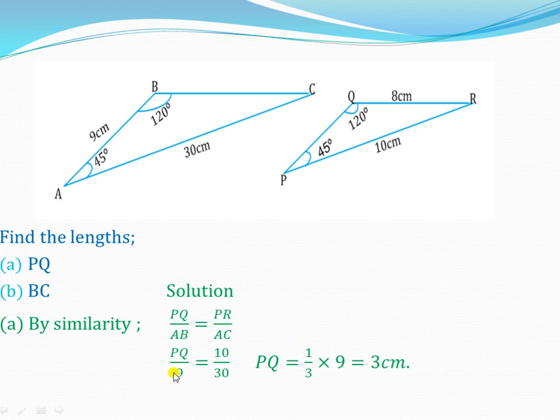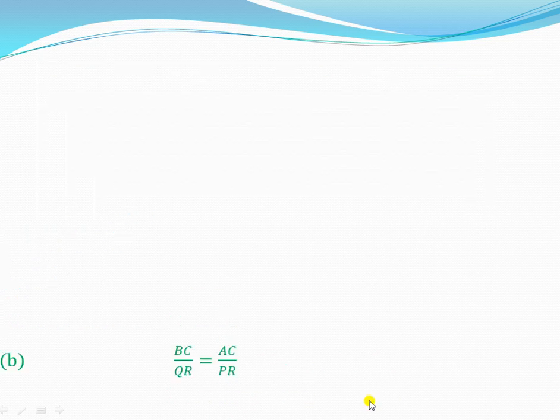Then after that, we simply multiply through by 9 such that we are able to get the value of PQ. So I got 1 out of 3 from 10 out of 30. Then I multiplied both sides by 9. And this gives us a third times 9, which gives us 3 centimeters. Then we can conclude that length PQ is actually 3 centimeters. Let's go to part B of the question.